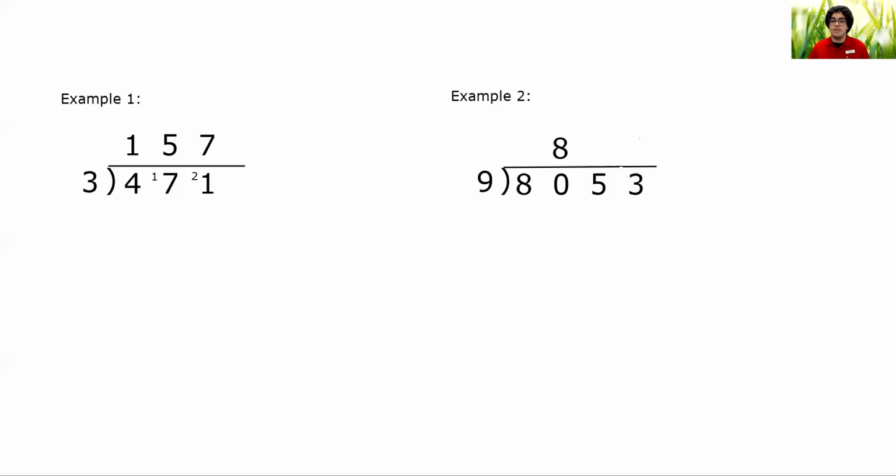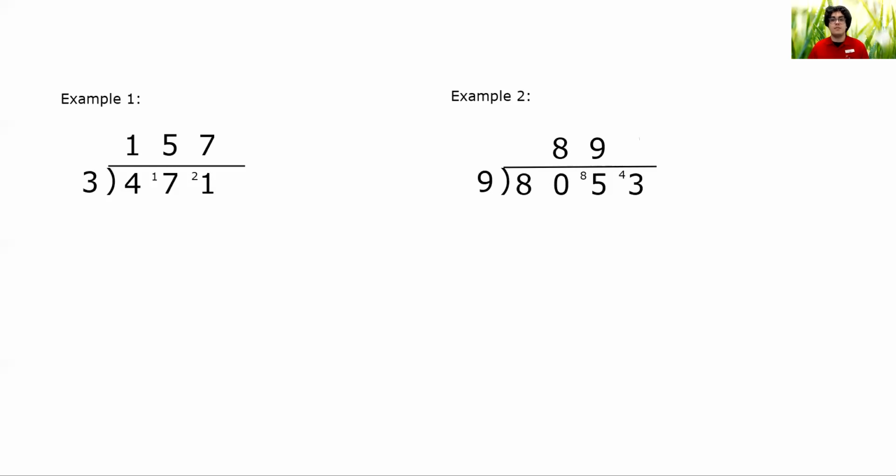9 times 8 is 72. So that is a difference of 8. And I continue this process. I'm going to ask myself, how many times does 9 go into 85? And 9 can go into 85 9 times. And here there is a remainder of 4.